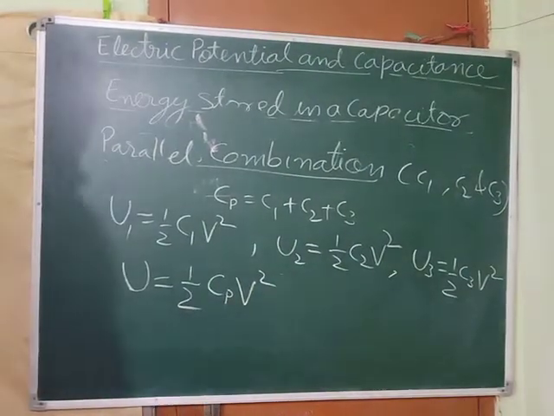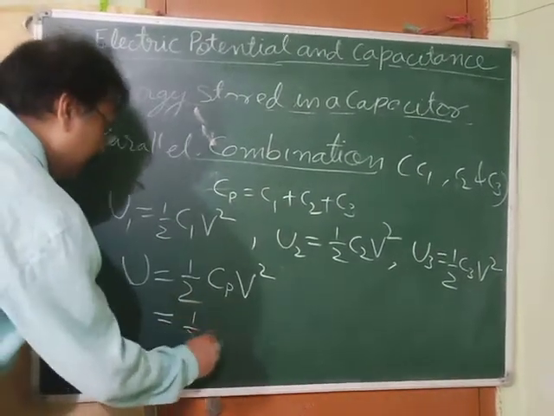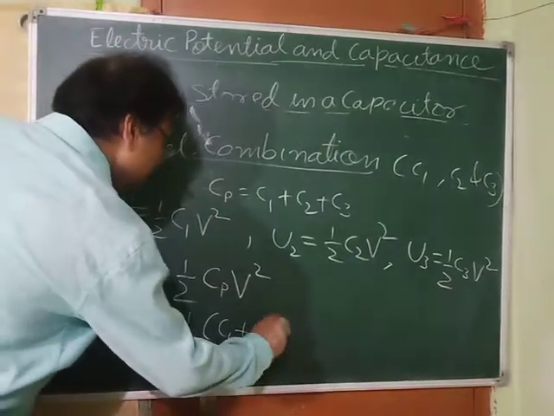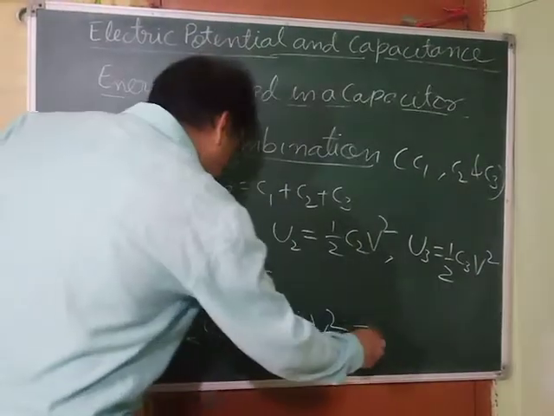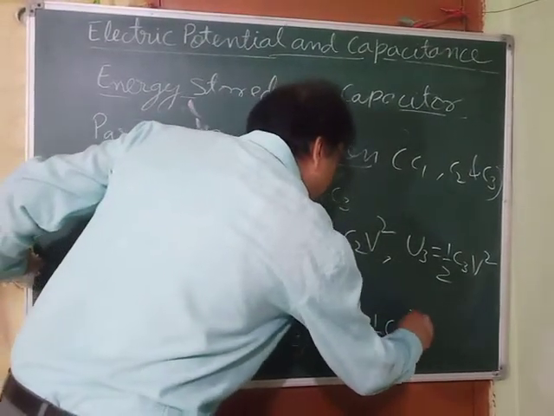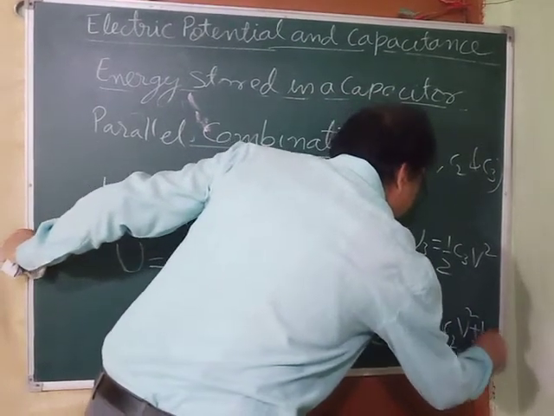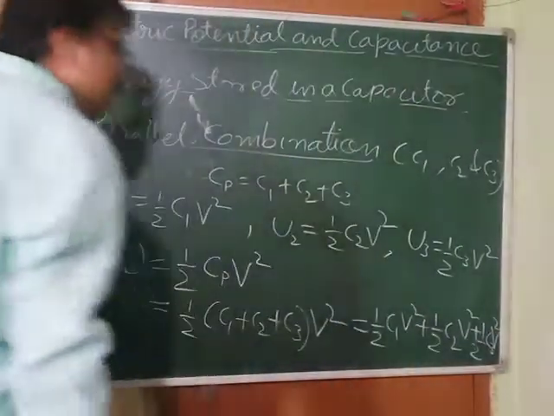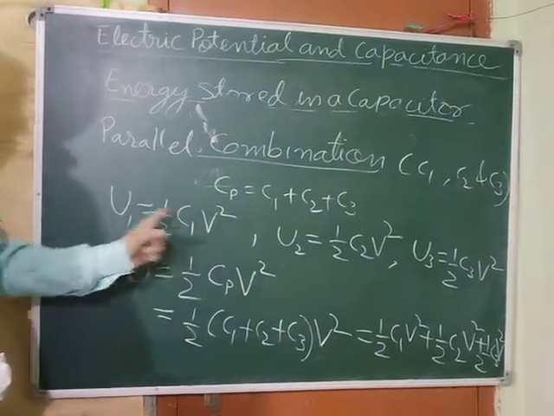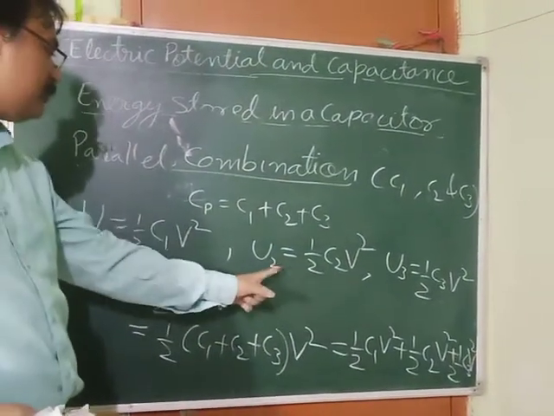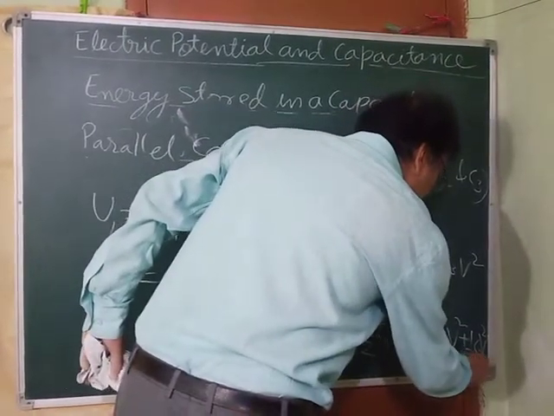Now, can we put the value of Cp? So we get half times C1 plus C2 plus C3 times V square. You can see from here, it is half C1 V square plus half C2 V square plus half C3 V square. That's what you will get. Now, what is this half C1 V square? U1. What is this half C2 V square? Sorry, it is C2 V square with the half, not V2.